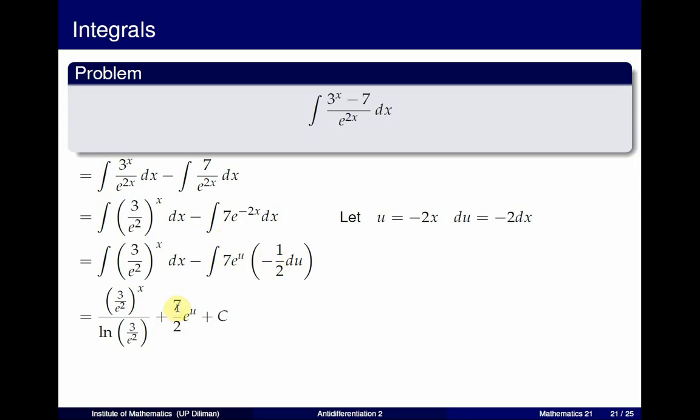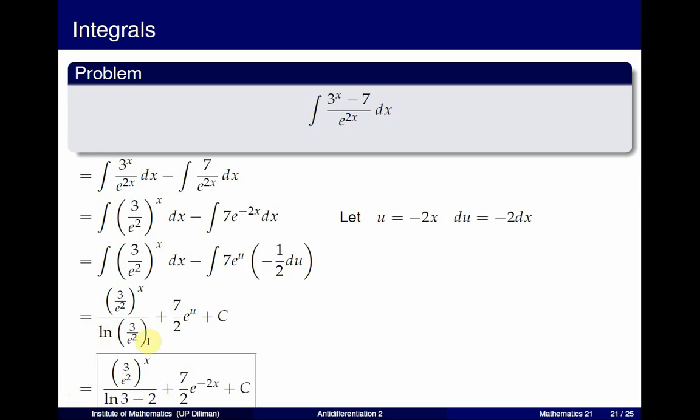So we have negative 7 halves e to the u. Its integral is negative 7 halves e to the u plus c. We have successfully integrated both integrals. What's the final step? That's right, substitute back into x. So our final answer should be (3 over e squared) quantity raised to x all over ln of 3 minus 2. Where did this come from?